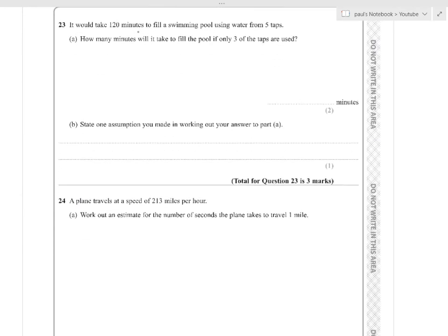So it would take 120 minutes to fill a swimming pool from 5 taps. How many minutes will it take to fill if only 3 taps are used? Well, 120 minutes, 5 taps. If we use just 1 tap, it would take 5 times as long, which will be 600 minutes. Yeah? And then you've got 600 minutes divided by 3 taps is 200 minutes.